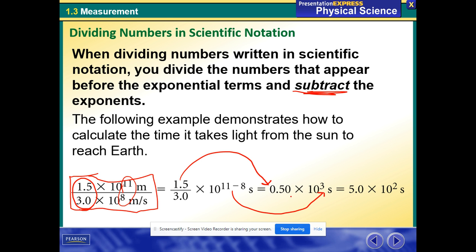Notice this number is not in proper scientific notation because the 5 in front is not between 1 and 10. So to do that, we move the decimal to the right 1. Since we moved our decimal to the right, we have to subtract 1 from the exponent, which is why we get 5.0 times 10 to the second.